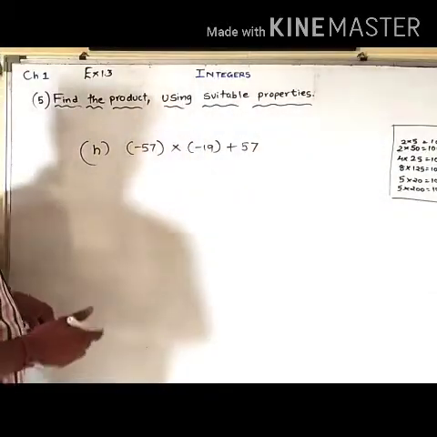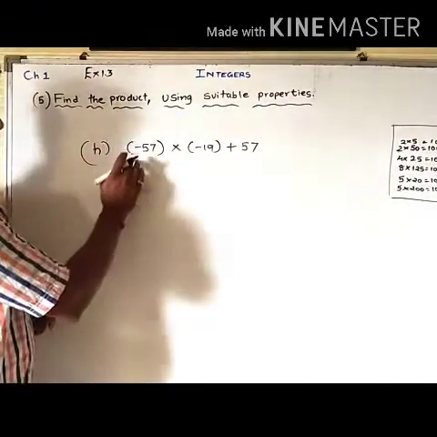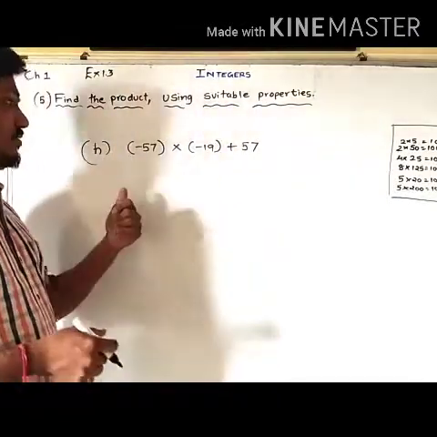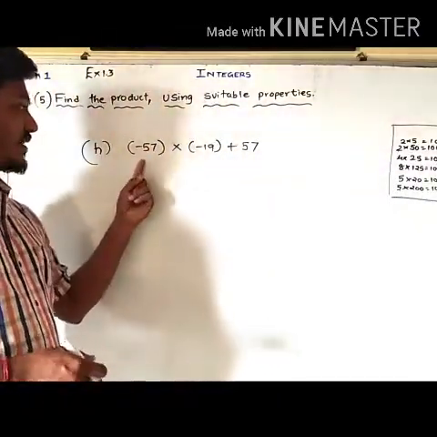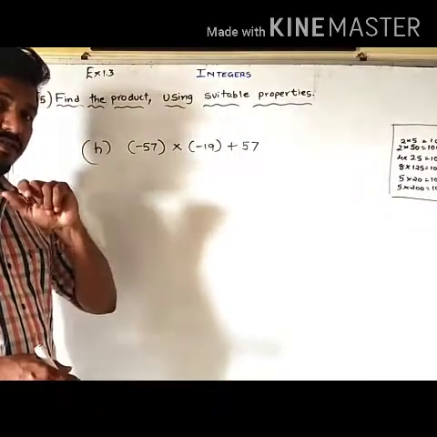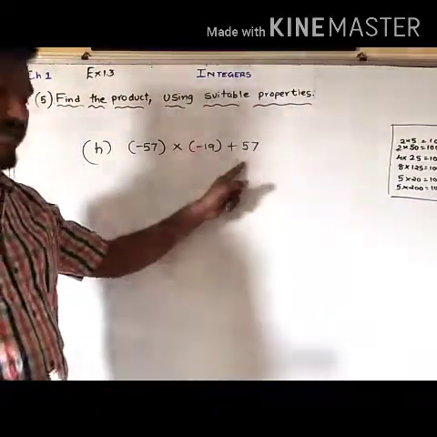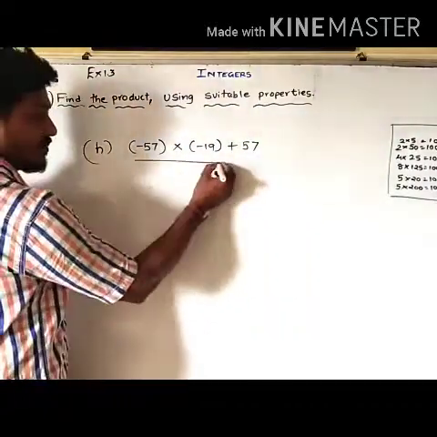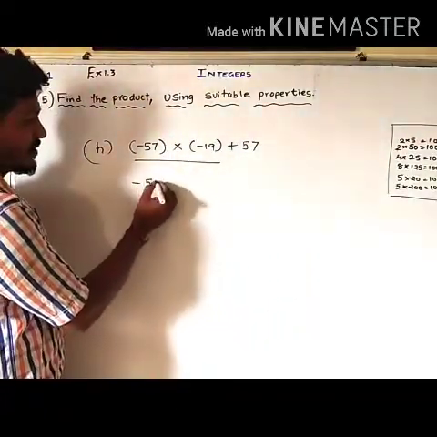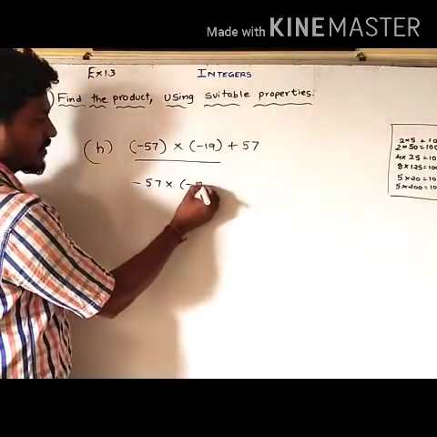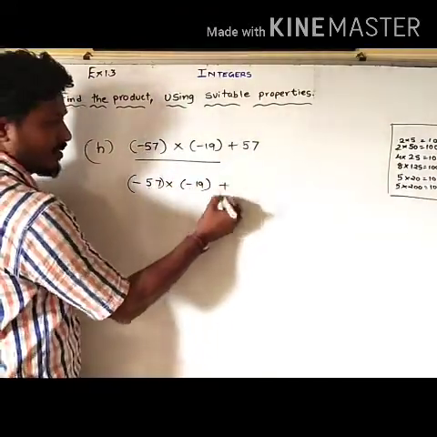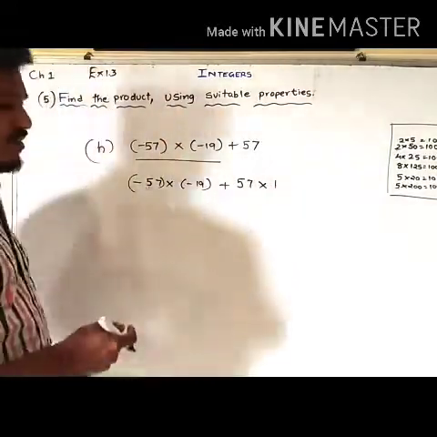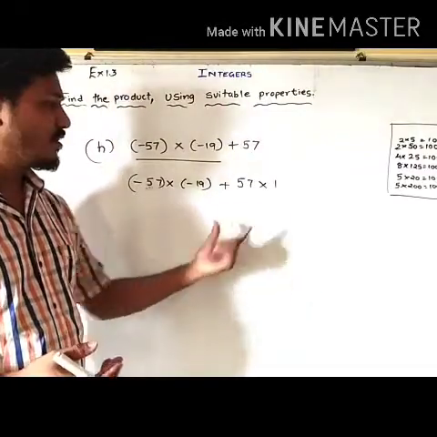Let's start our last sum, that is sum number H. Negative 57 multiplied by negative 19 plus positive 57. Here I found 57 is repeated twice, but one is in negative and one is in positive. So what will I do? Either you make it negative or make this value positive. First, I will try to make a pair of these both. Negative 57, negative 19. Then I will multiply 1 to it. Why? Because multiply 1 to any integer, the value is the same. It will not affect the value.